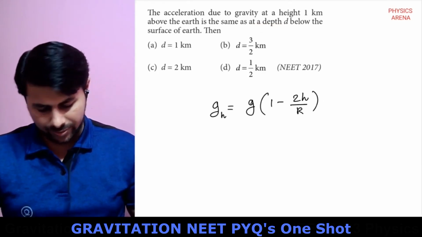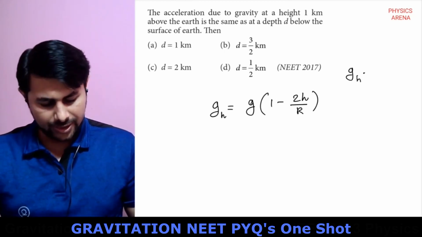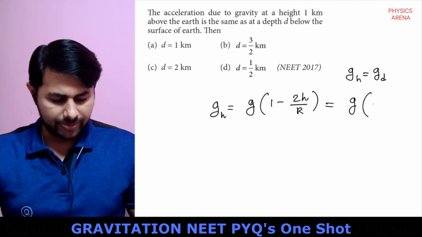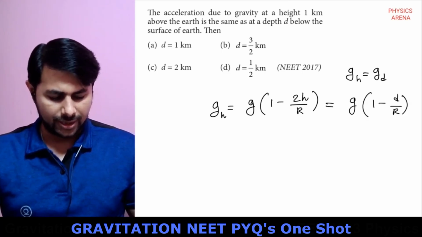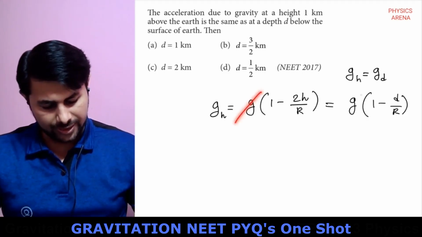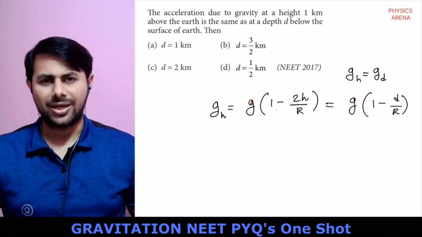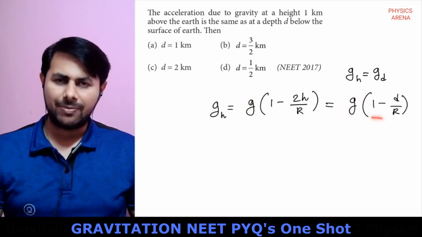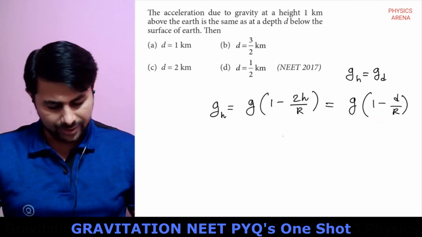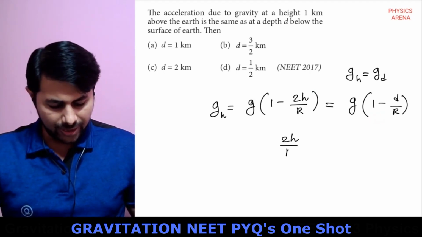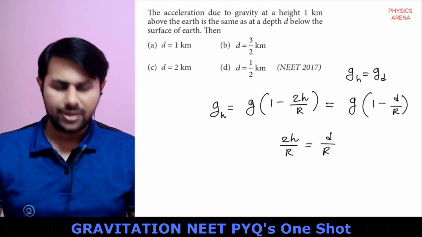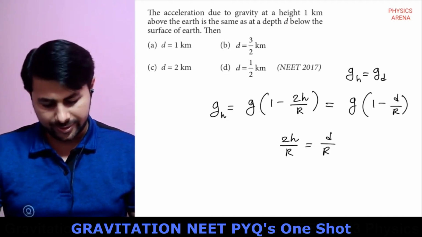Gh is equal to gd, they are saying. So it is equal to what? G multiplied by 1 minus d upon r. So this g and g get cancelled. After that, it is 1 minus twice h upon r is equal to 1 minus d by r. So that is twice h upon r is equal to d by r. R gets cancelled. D is equal to 2 times h.